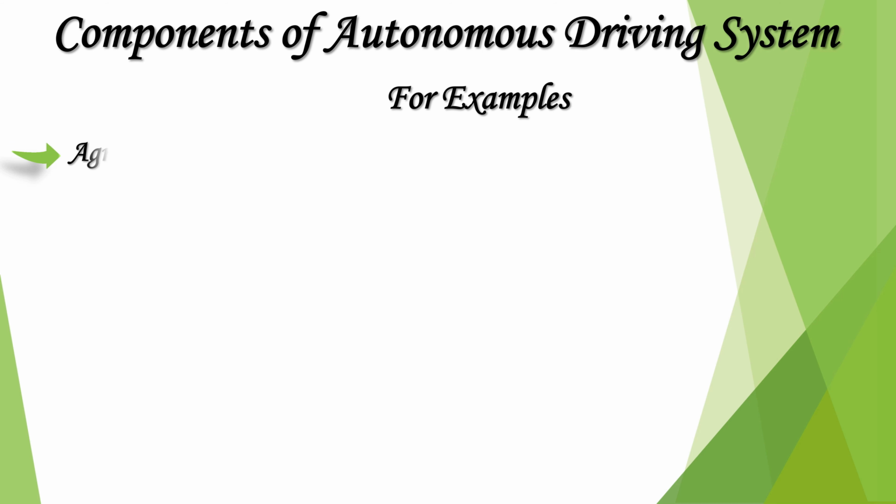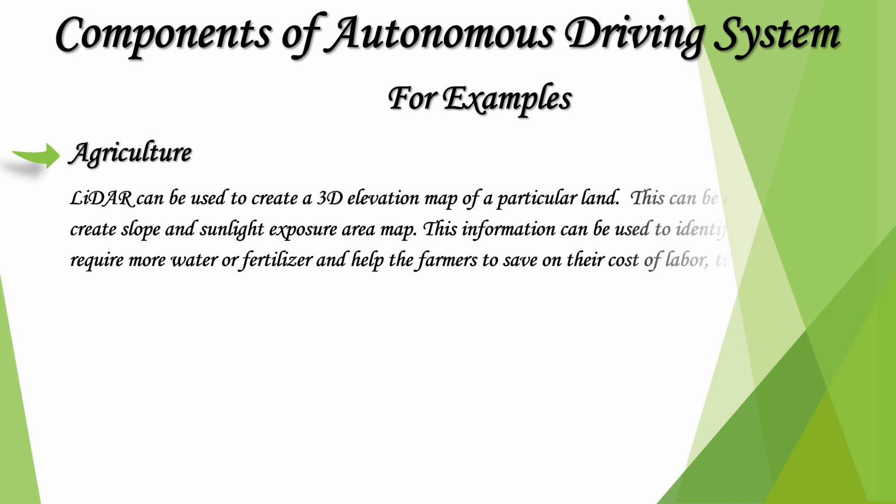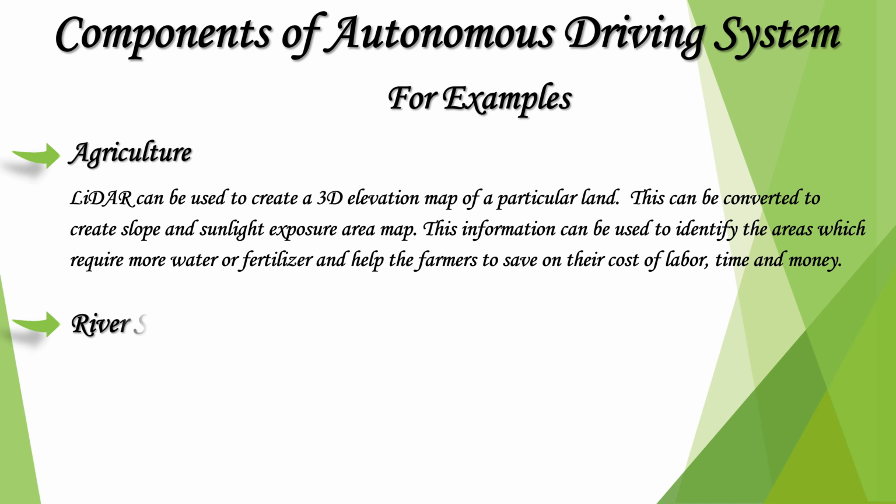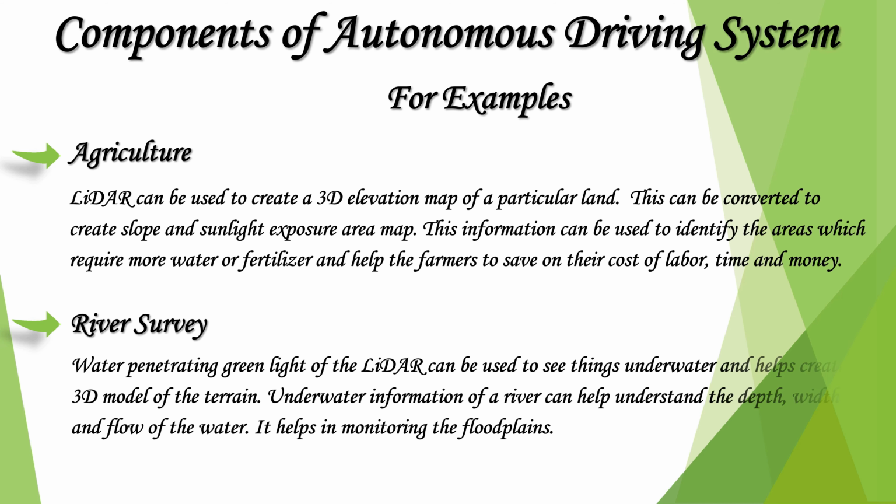For example, agriculture. LiDAR can be used to create a 3D elevation map of a particular land. This can be converted to create slope and sunlight exposure area map. This information can be used to identify the areas which require more water or fertilizer and help the farmers to save on their cost of labor, time and money. River survey. Water-penetrating green light of the LiDAR can be used to see things underwater and helps create a 3D model of the terrain. Underwater information of a river can help understand the depth, width, and flow of the water. It helps in monitoring the floodplains.